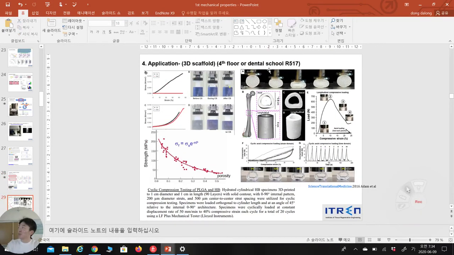And also, if you made a 3D scaffold, you can measure their stress-strain curve. So this is some journal in Science Stress Medicine. Stiffness and stress relaxation, you can measure these, and then you can publish your data in a very good journal. Okay, so you should not ignore this stress relaxation or stress parameter.